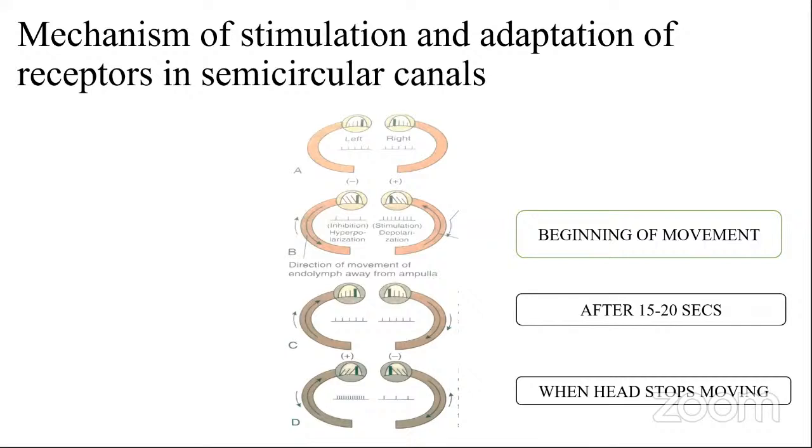The ampulla, you can see left side and right side. In diagram A, that is at rest. In diagram B, you can see direction of movement of endolymph away from the ampulla. That is beginning of movement.